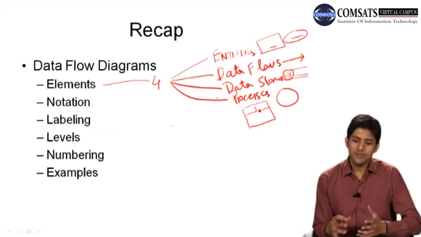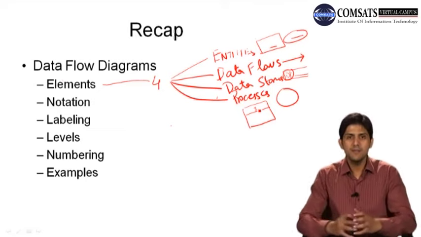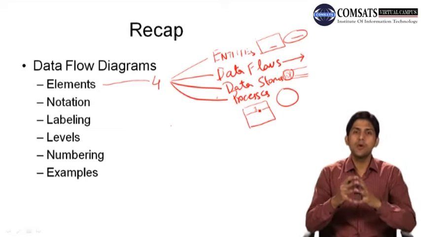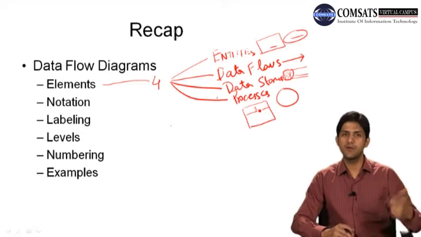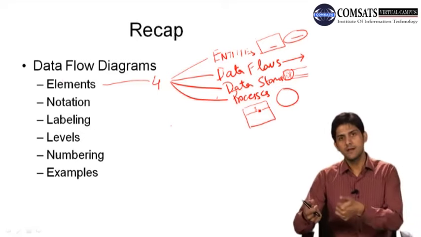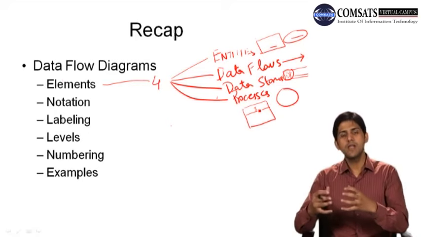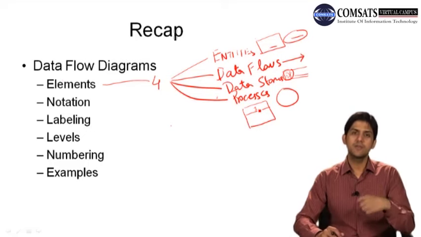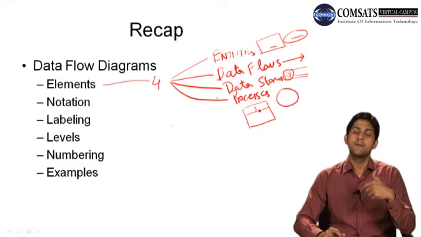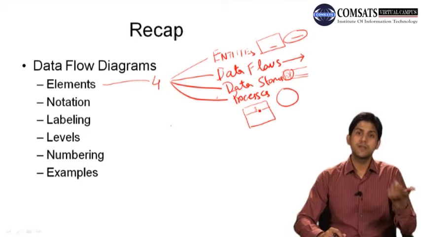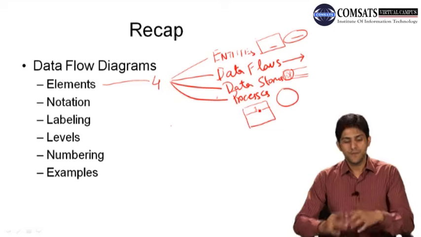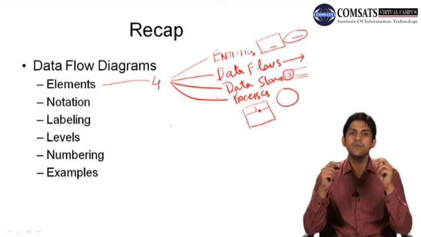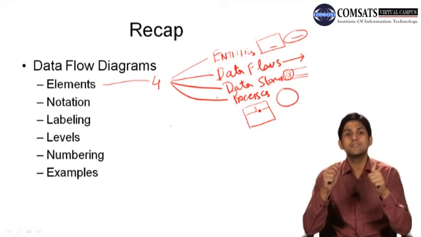In terms of notation, we have seen how we represent these elements. Whenever two elements are connected, there should be a flow between them. So if entities are connected to processes, there would be a flow between them. If a process is connected to a data store, then there would be a flow between them. And then comes the labeling. We discussed that when we label our processes, those labels are essentially verbs.